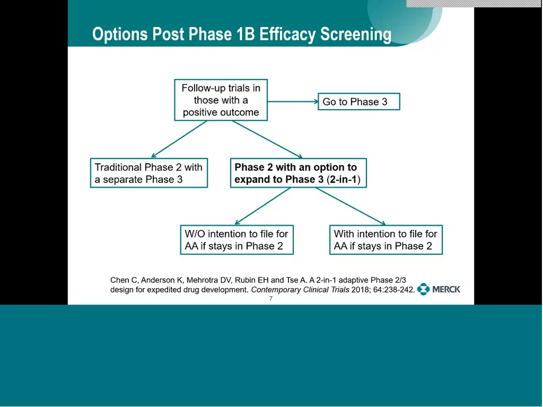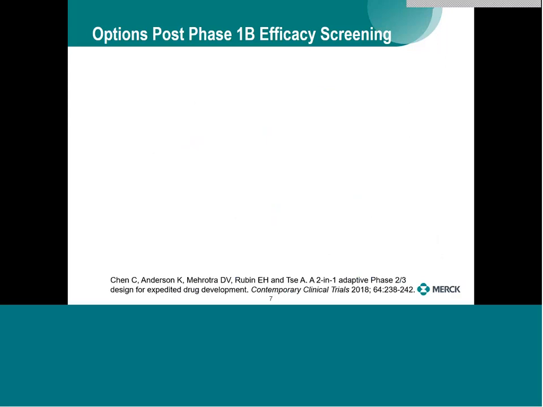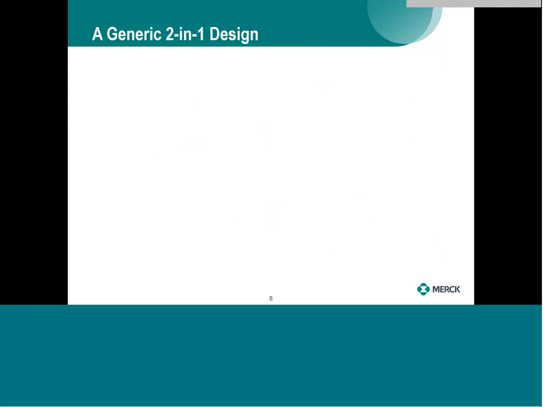And the paper was published last year. So this is just a framework of a generic 2-in-1 design. You start with a phase 2 randomized trial after you observe an exciting signal in phase 1b based on a single-arm study. And then, in this randomized setting, you test whether the signal you observed in phase 1 is for real or not, based on an endpoint that you believe gives you confidence to start phase 2 in the first place.